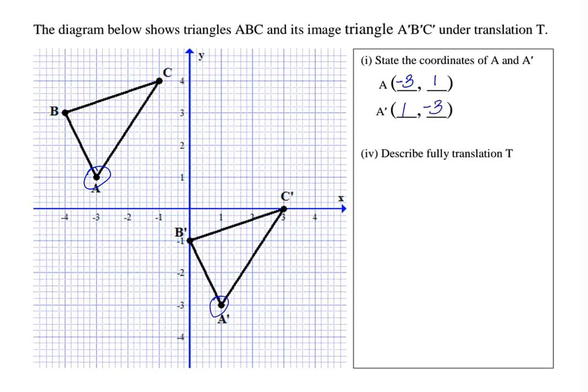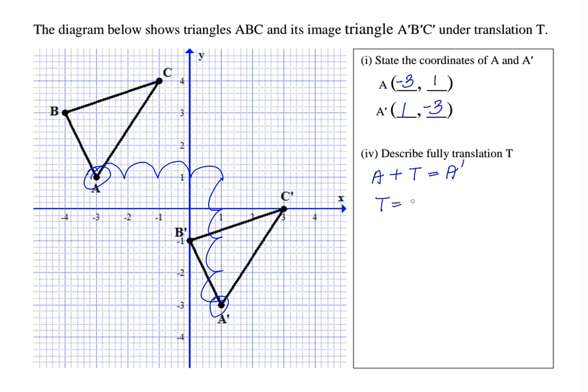Now we're to describe T. Describe fully translation T. In a sense, to get from A to A prime, I have to move 1, 2, 3, 4 units to the right and 1, 2, 3, 4 units down. Or I could use a calculation method, which is to say A plus T is equal to A prime. And that's the matrix equation for translation.